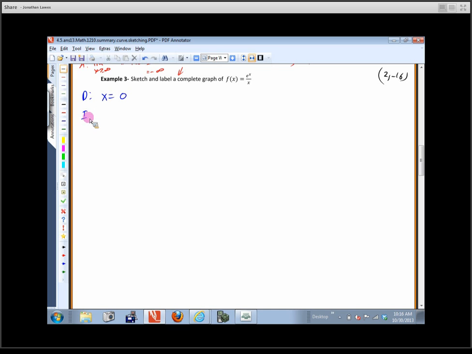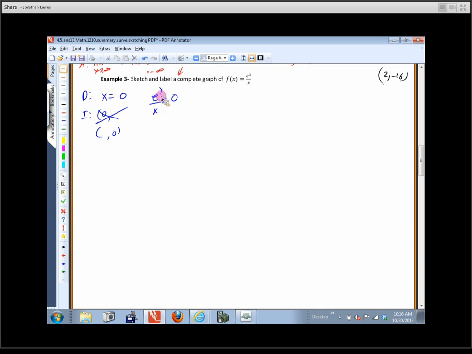I want to check the intercepts. So if I plug in a 0, well, wait a minute, can't do that. This means there's no y-intercept. This does not hit the y-axis at all. Okay, let's find the x-intercept. Let's set this equal to 0. So I want to take e to the x over x, and I want to set that equal to 0.